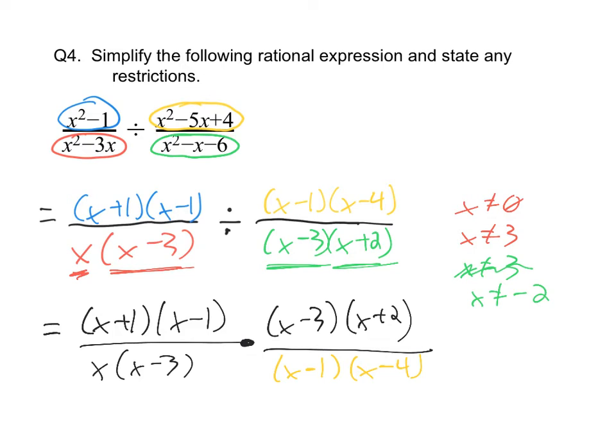And note the introduction now of two additional non-permissible values. X cannot be equal to 1. X cannot be equal to 4.